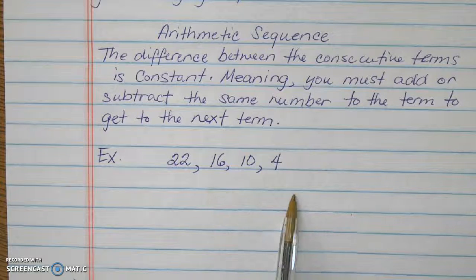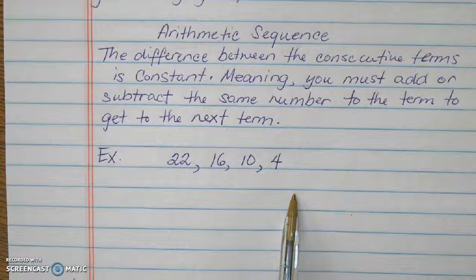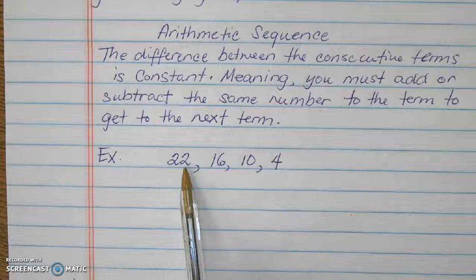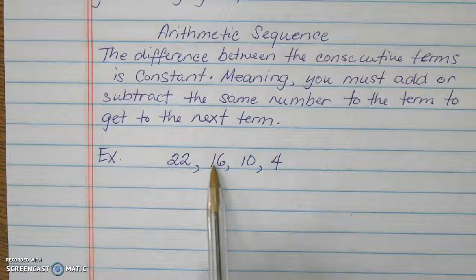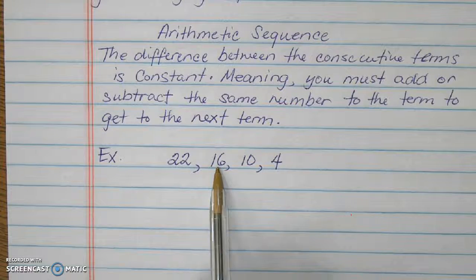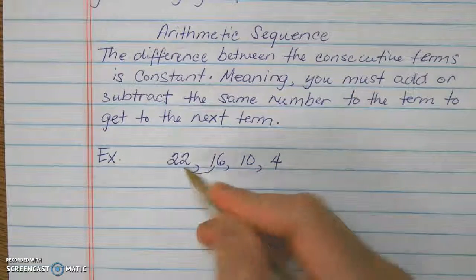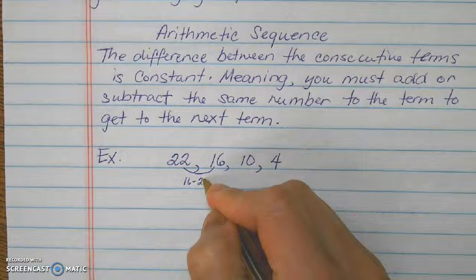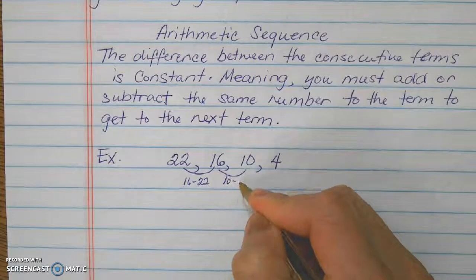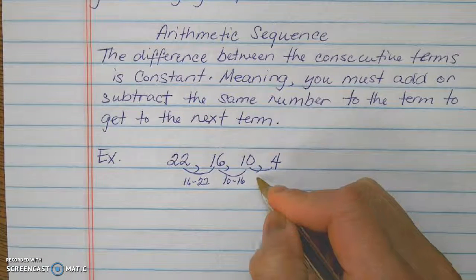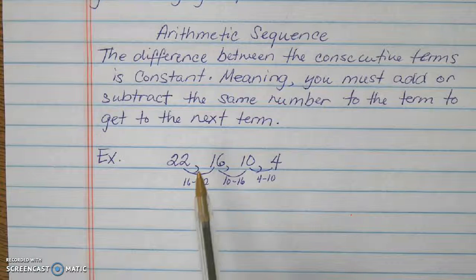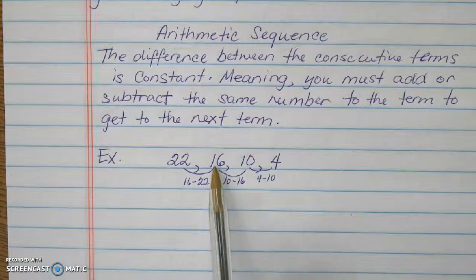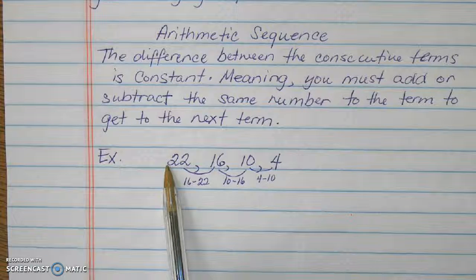So how is this done? Let us derive the formula. Well, first of all, let us examine the difference between 22 and 16, 16 and 10, and 10 and 4. The way to do it is you're going to go to your second number and you're going to subtract them, which means 16 minus 22, 10 minus 16, and 4 minus 10. That is always the process. So please remember that: the new number minus the one preceding it.